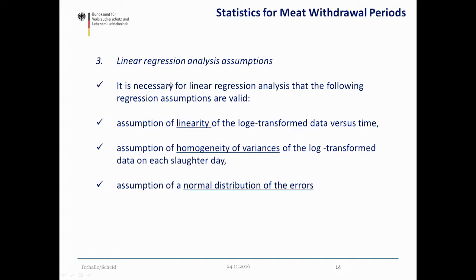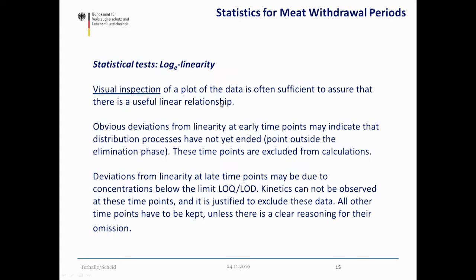So it is necessary for this model that the relationship is linear for the log transformed data, that the assumption of homogeneity of variances is fulfilled, and that the assumption of normal distribution of errors is fulfilled. These are statistical assumptions that are required to be fulfilled before this model can be used. And first you would do a visual inspection of the data, plot the data and see if there's a useful linear relationship.